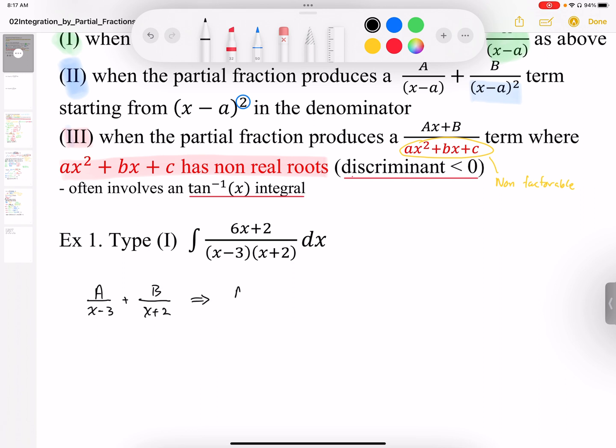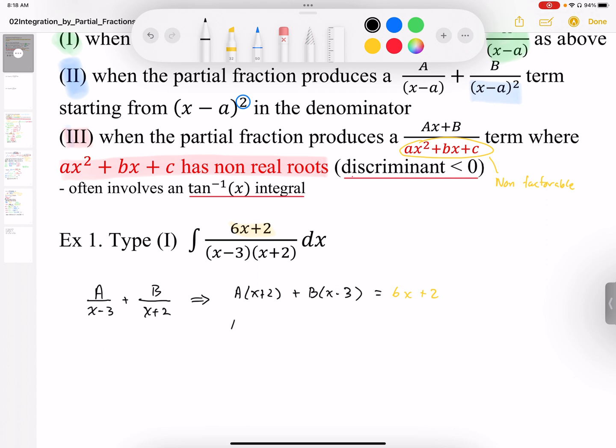So we're going to end up with A(x plus 2) plus B(x minus 3), and that's going to be equal to our numerator up here, just so that you can see where we're getting this from. We're going to make that equal to the numerator 6x plus 2. Now there are two strategies that we have to solve this. We can solve this by creating zeros by choosing x values that give us zeros, or we can just set up a system of equations by equating the coefficients. So I'm going to do that.